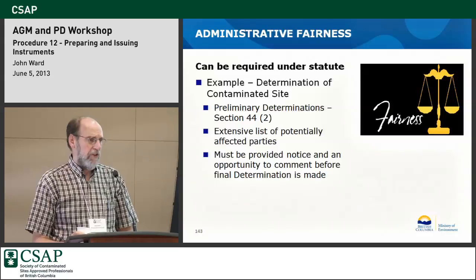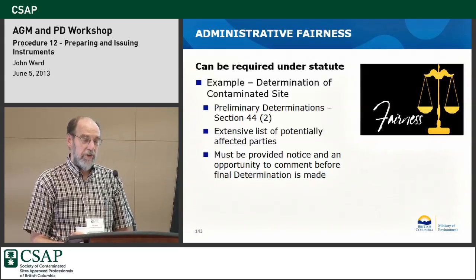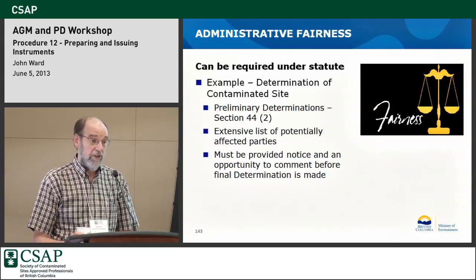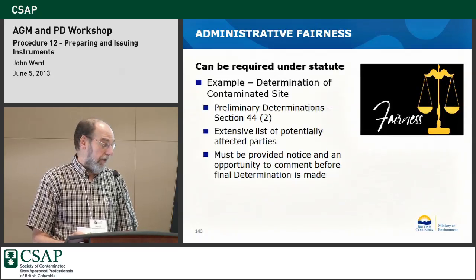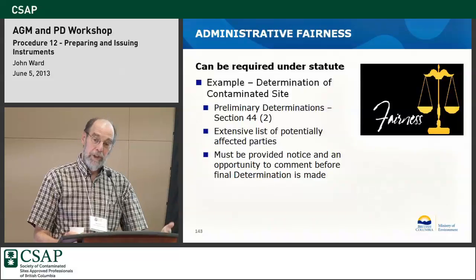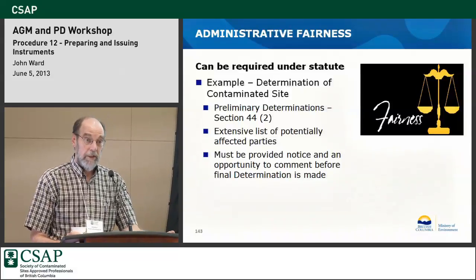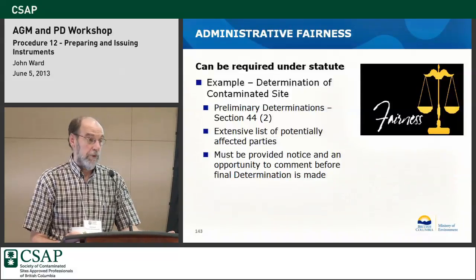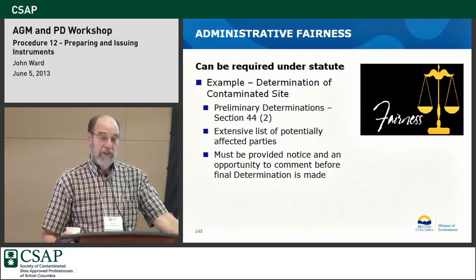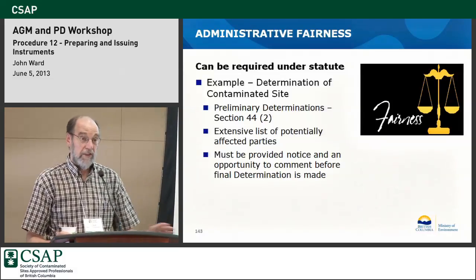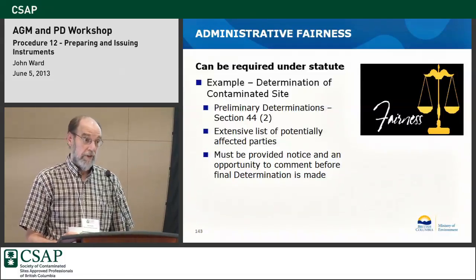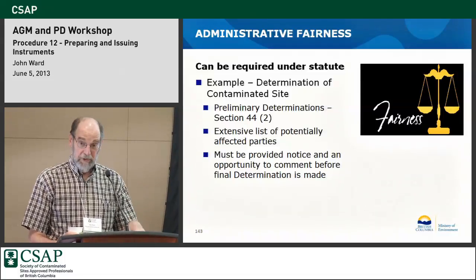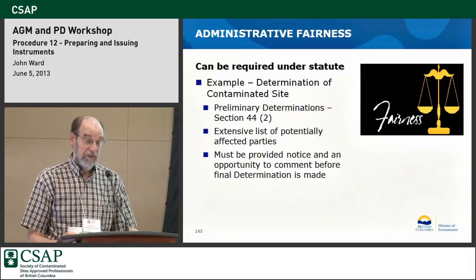The administrative fairness provisions also can be built into statute, and those of you who are involved with the determinations of contaminated site, there's a preliminary and a final determination. And those steps, where you give an opportunity to the people affected to comment, those are strictly administrative fairness requirements. And if these provisions in Section 44 of the Act didn't exist, we still would have to think about administrative fairness provisions. So the fact that they're not written down explicitly for certificates or approvals in principle doesn't matter. We still have to do the administrative fairness requirements.